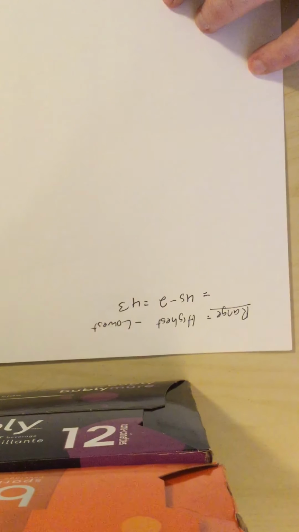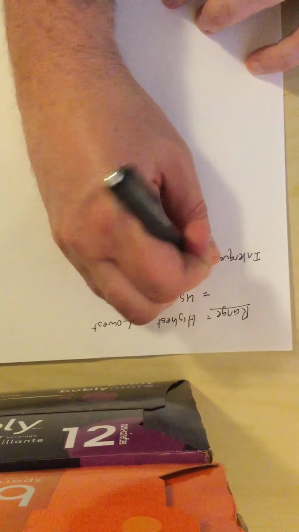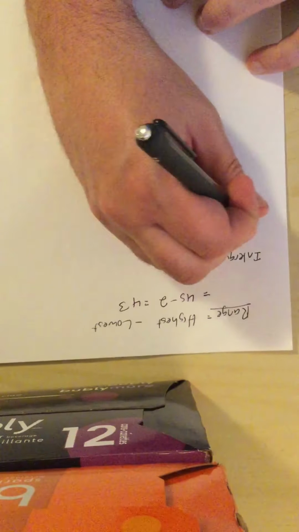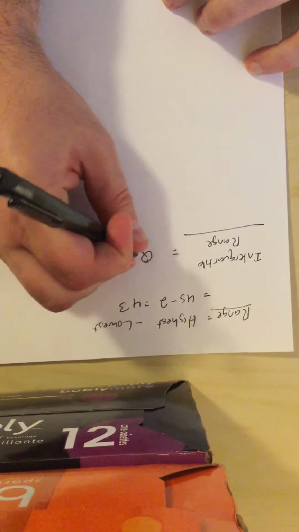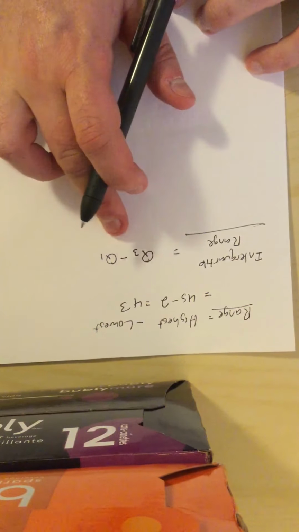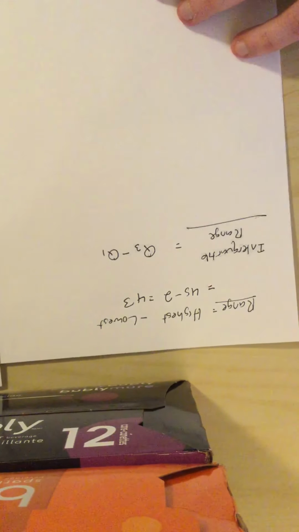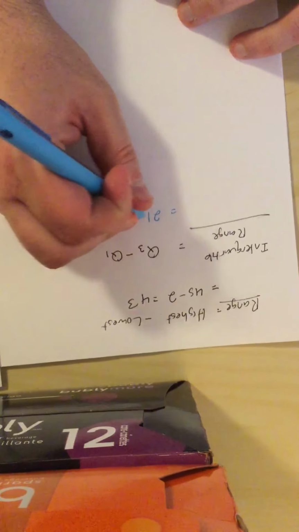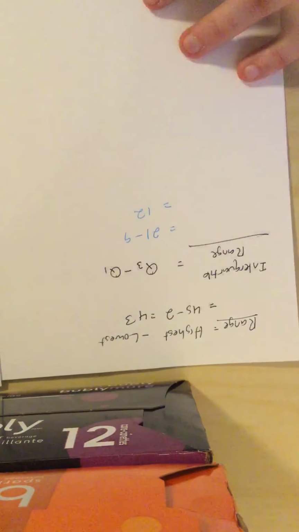Then we have something called the interquartile range. The interquartile range is Q3 minus Q1. Notice it's not the positions, it's the actual values. So it's not 15 minus 5. In this case, it's 21 minus 9, which is 12. So that's the interquartile range.